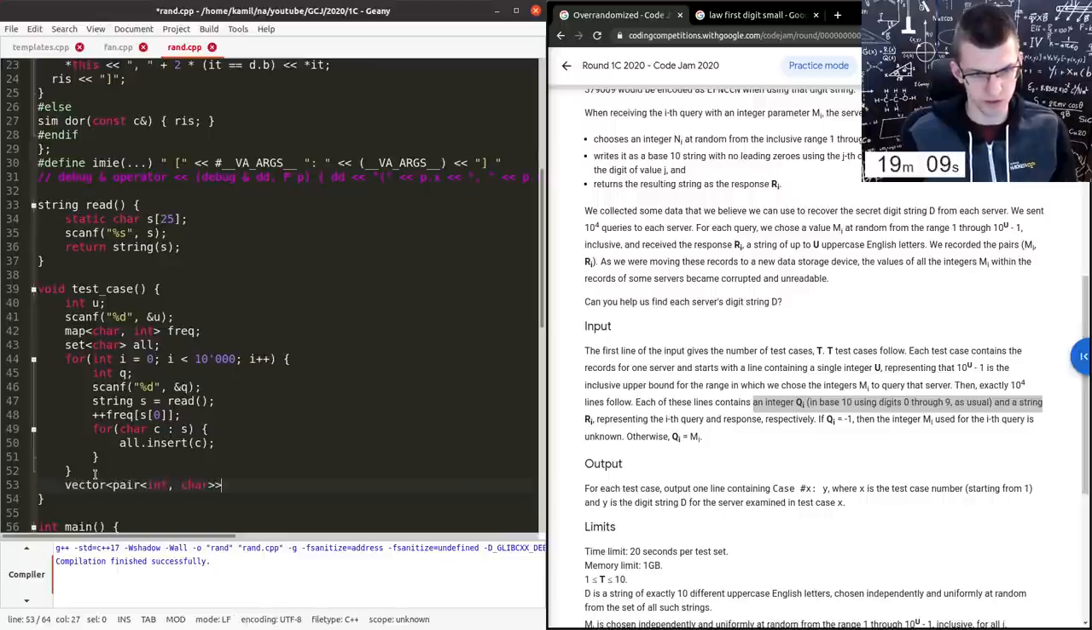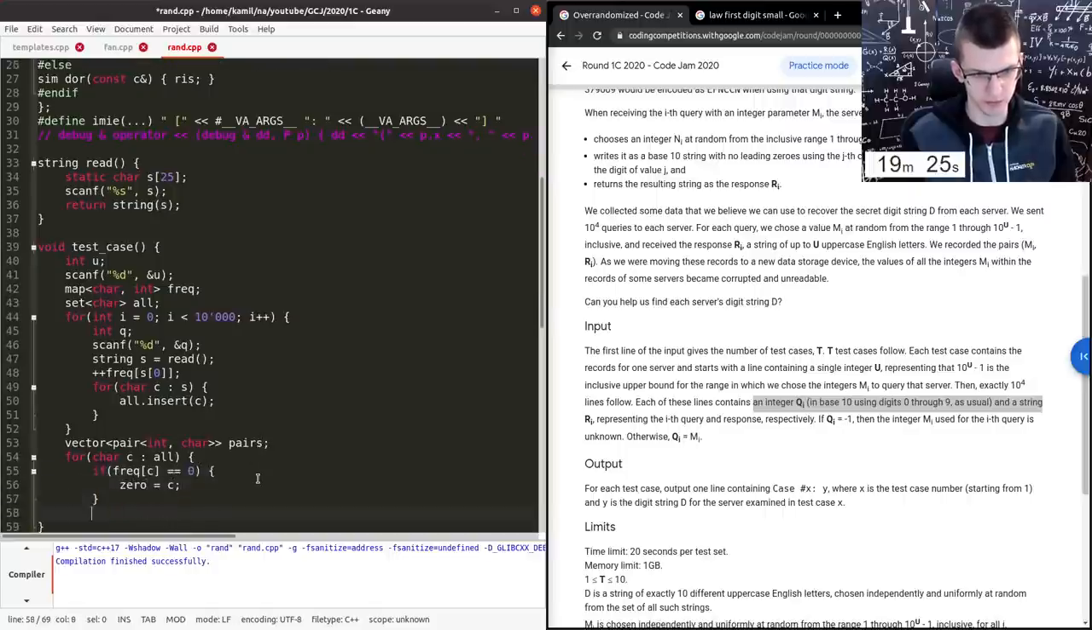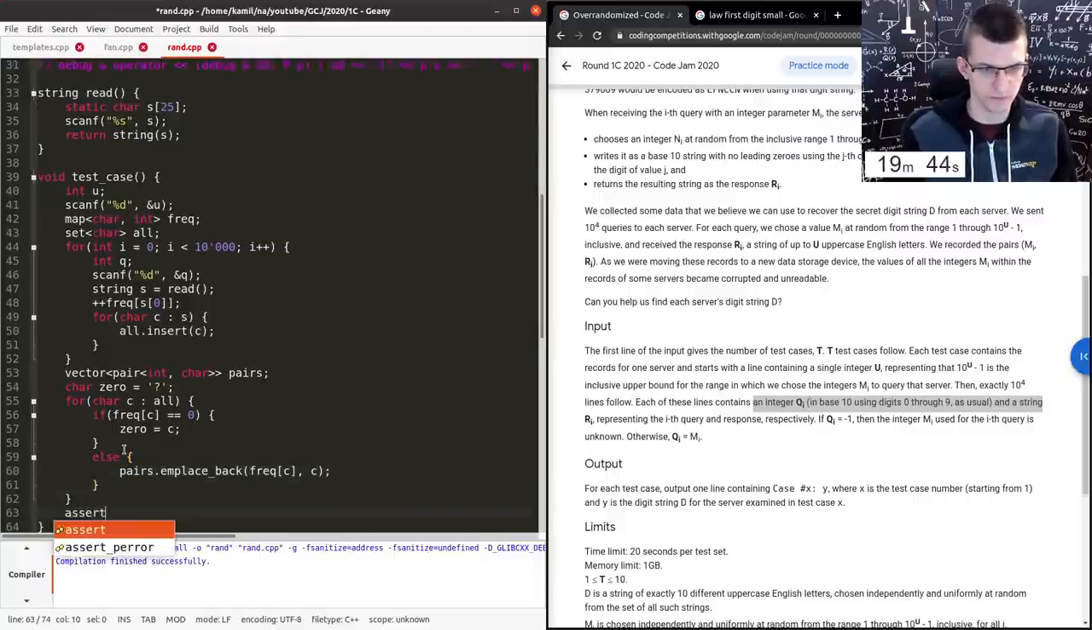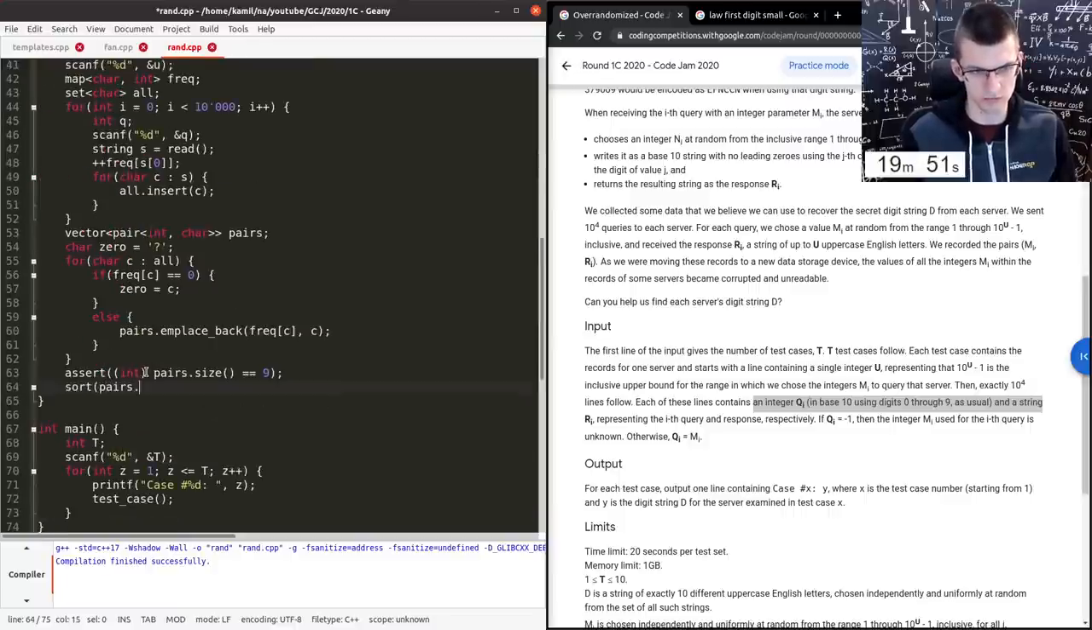To sort conveniently, I will have pairs: frequency, comma, the character. Just call it pairs. All the characters. If your frequency is not zero, add it; if zero, then I will just remember who is zero. By default, it's question mark, but I hope it's overwritten here. What else? Pairs. Place back the frequency and the character. I think I need exactly 9 characters there. Smallest frequency will be 9.